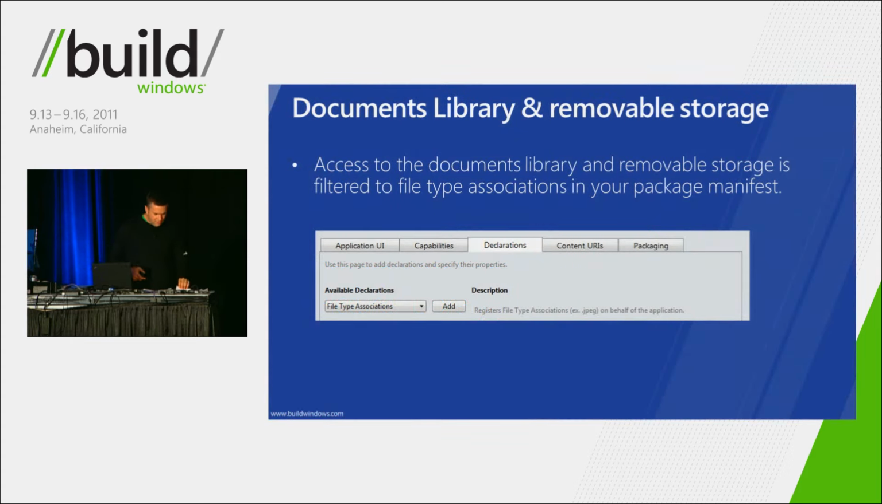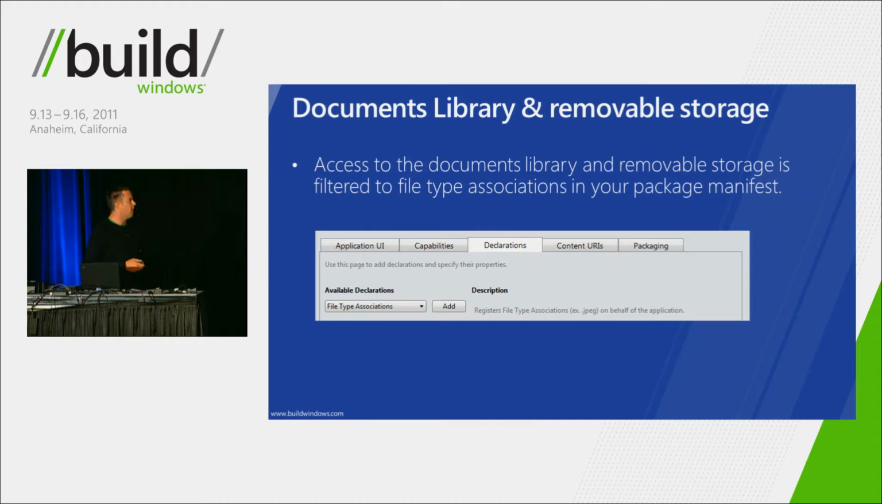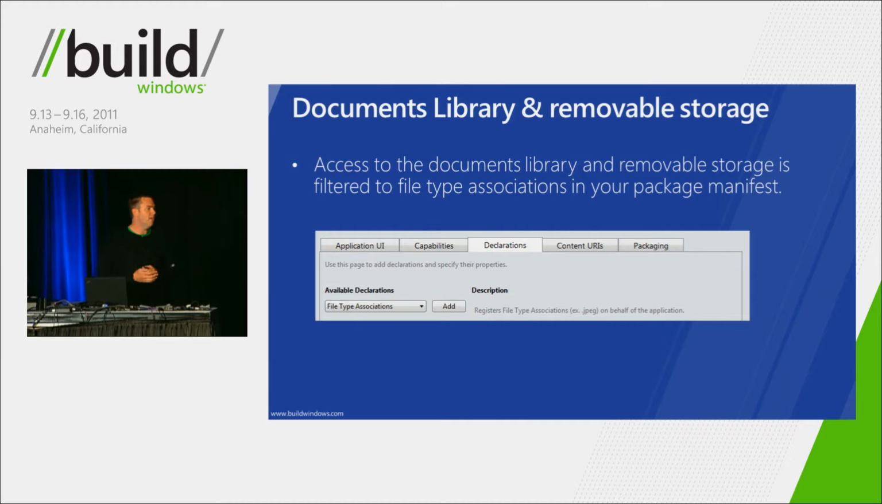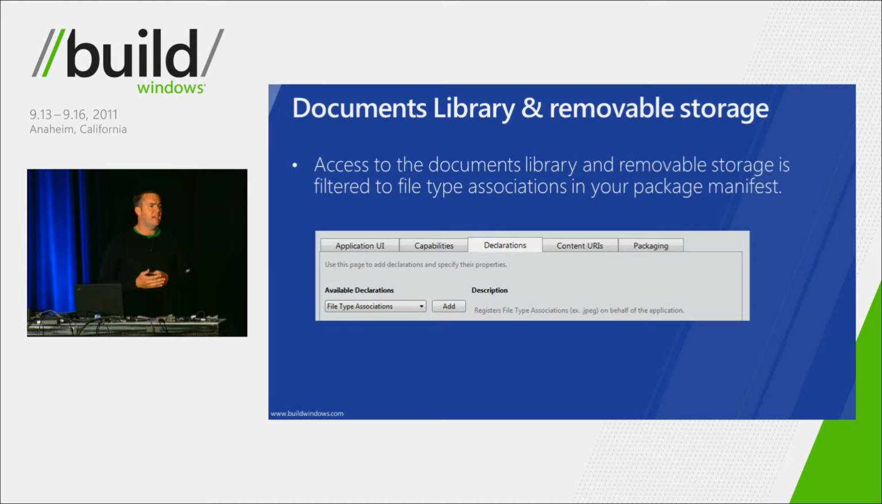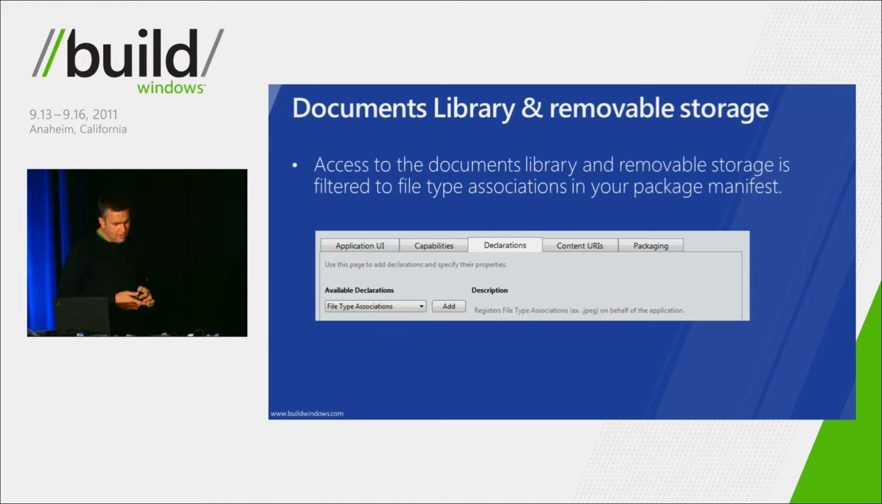All right, the last area of the file system that I want to take a look at and discuss is how you access the documents library and removable storage. These locations often contain some of the most sensitive data that a user has, and they're also locations that frequently contain a wide mix of file types. So there are many cases when you want to access a particular type of file, but you don't need access to everything. For example, Microsoft Word would be interested in having access to .doc and .docx files, but it likely wouldn't need programmatic access to PowerPoint or Excel files.